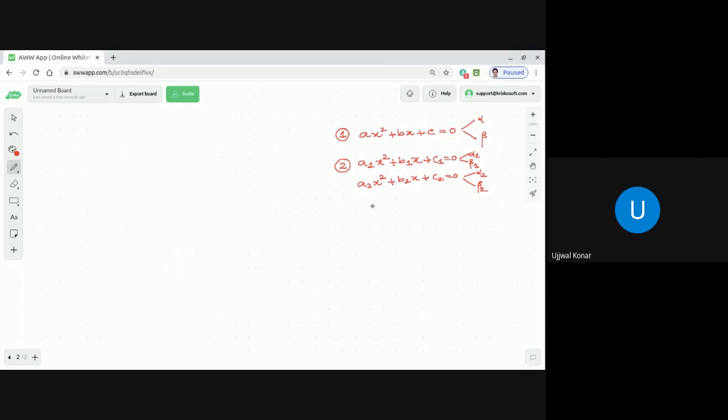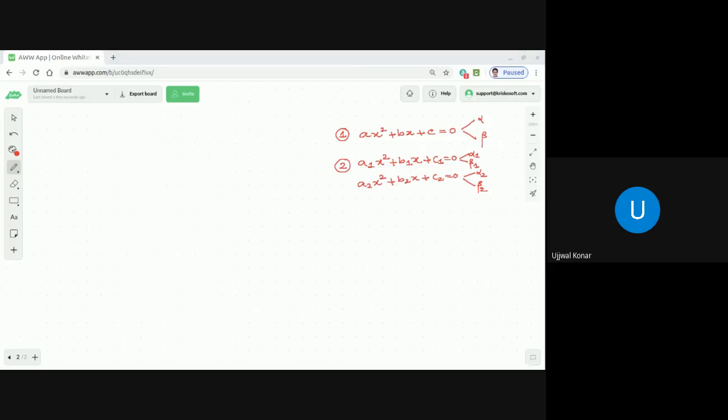Now we are going to discuss under what condition one root among alpha 1, beta 1, alpha 2, beta 2 will be the same. We can say the roots of these equations are alpha, beta and alpha, gamma. Means one root is common. And the second case we are going to discuss is when both the roots are common. That means the first equation has roots alpha, beta and the second equation also has roots alpha, beta. These are the points we are going to discuss today.